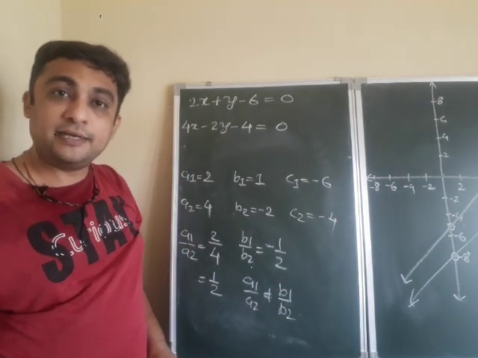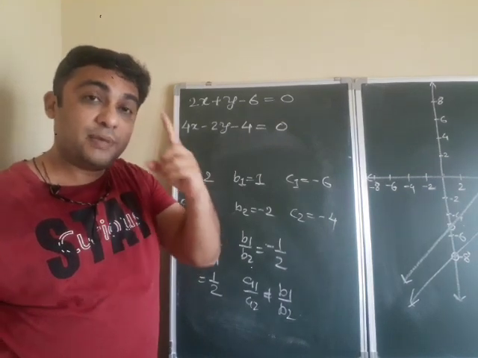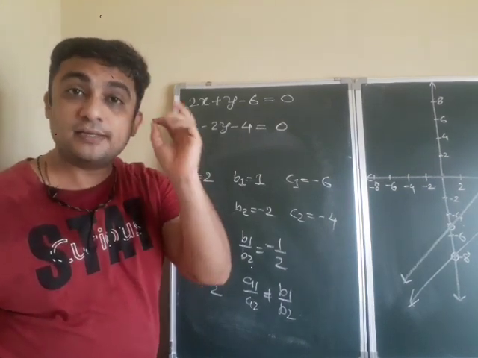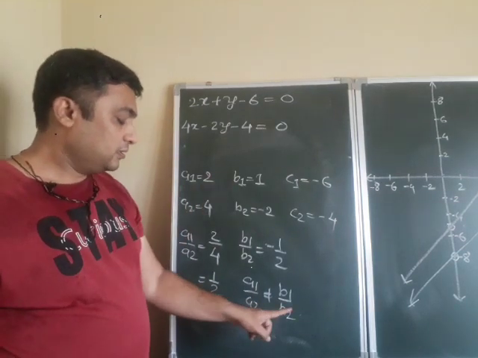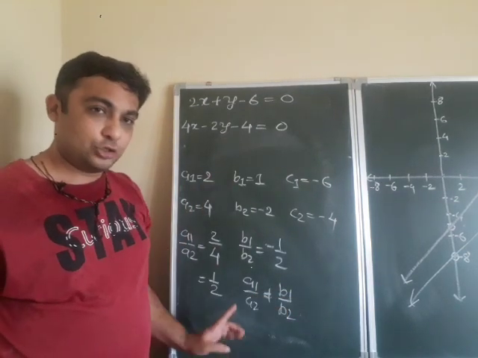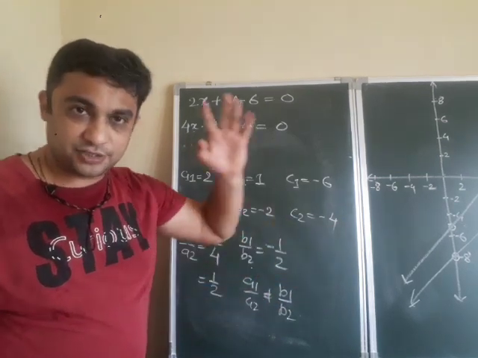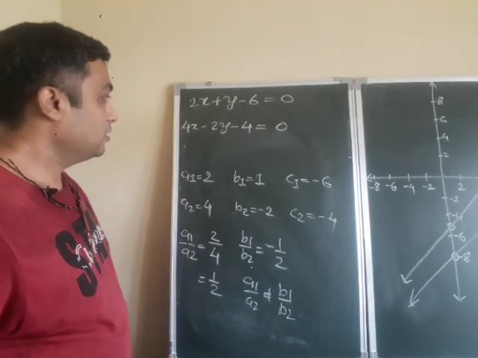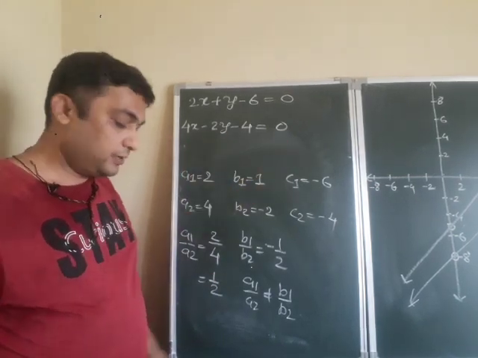So lines are intersecting. When they are intersecting, the system has a unique solution. So system is consistent. Clear? Please write down. They are intersecting lines, so it has a unique solution. So system is consistent. Full stop. Okay. Graphically you do it yourselves. Fine.